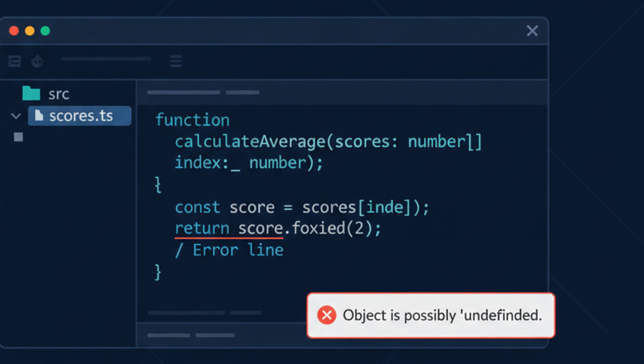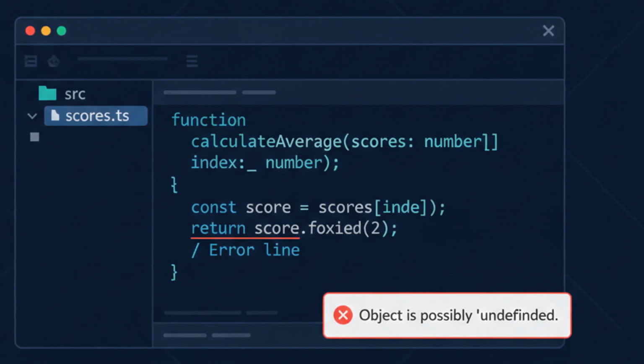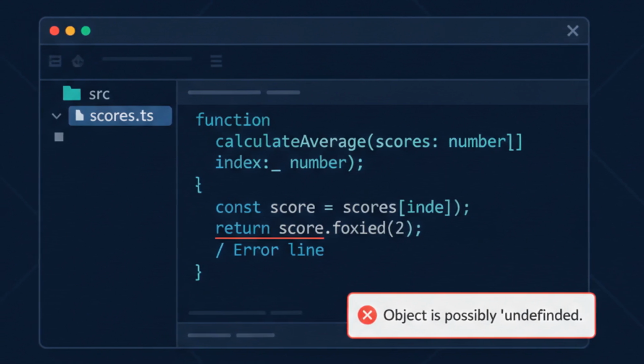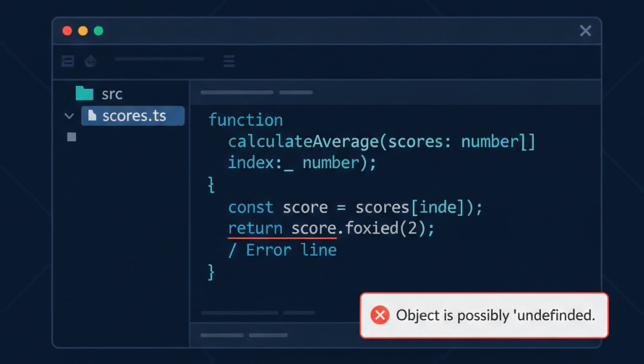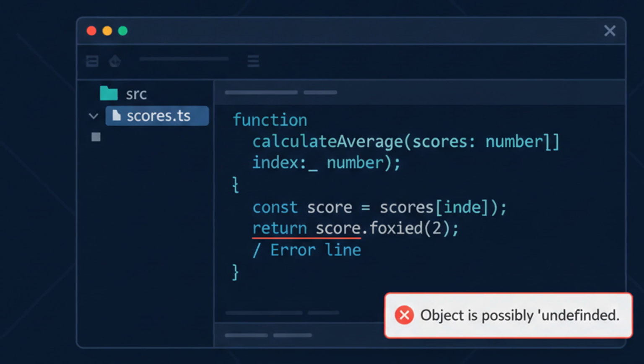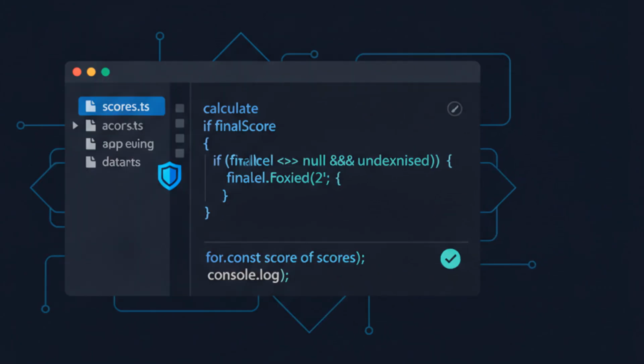Here's a flag that lives outside strict, and it's one of the most underused safety nets in the language. By default, indexing into an array gives you the element type, pretending every index is valid. But arr[5] on a 3-item array is undefined at runtime, while TypeScript swears it's a number. noUncheckedIndexedAccess fixes this lie by adding undefined to every indexed access result. Now the compiler forces you to acknowledge that the slot might be empty before you use it. Yes, this flag is noisy at first, but the noise is signal.